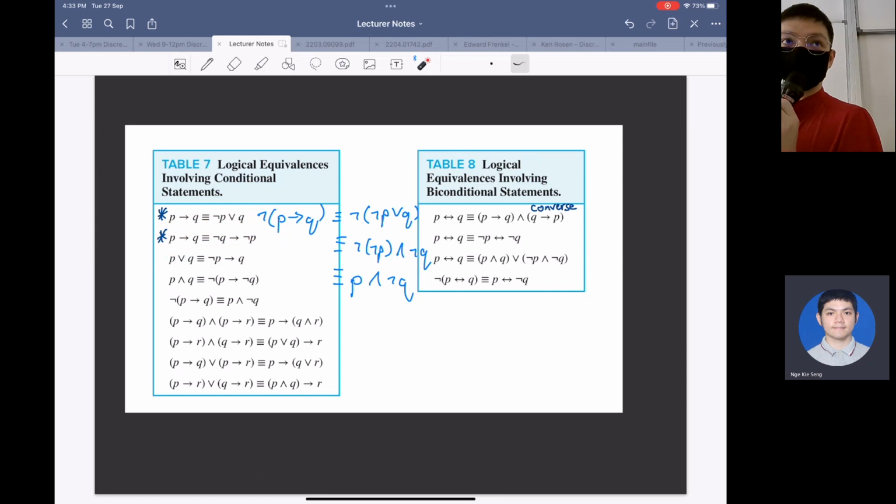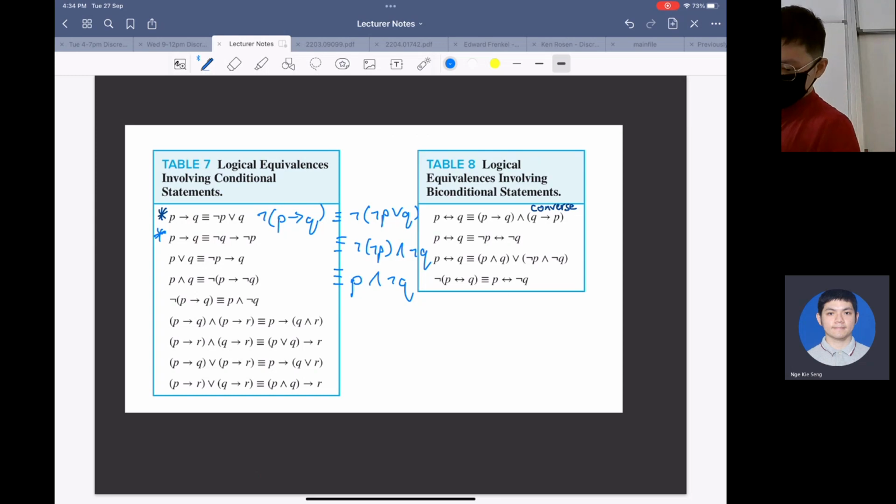Converse, contrapositive, or inverse? Which one? Say again. Contrapositive. Okay, so this is the contrapositive. So you need to show it, okay, we will do it later.